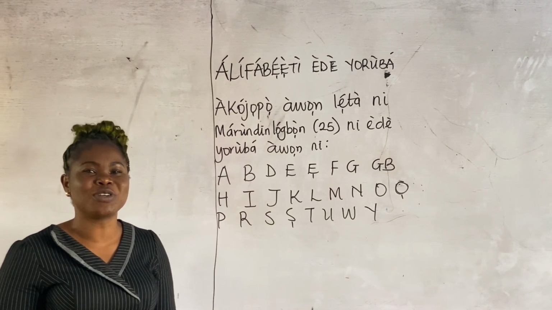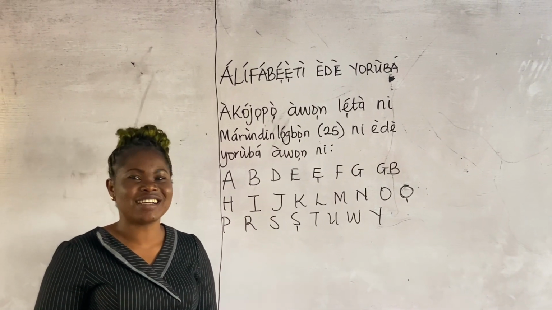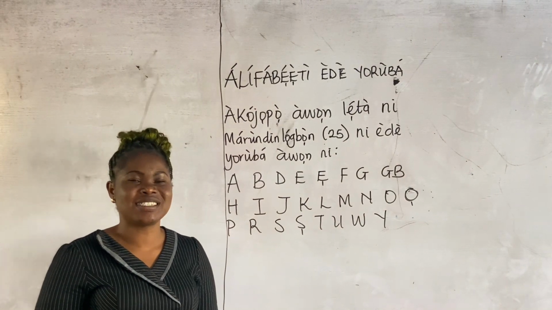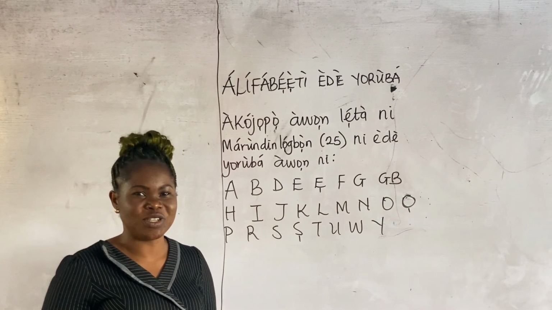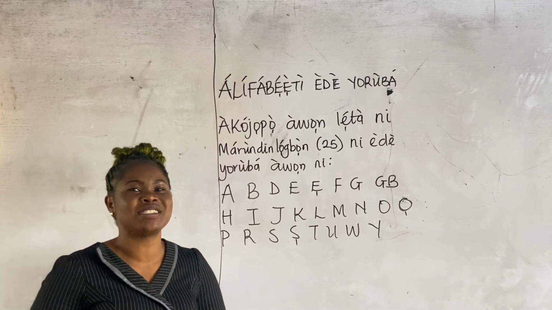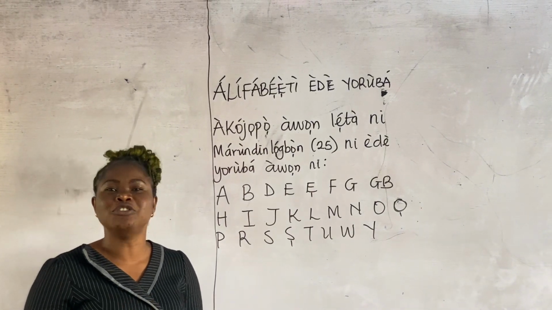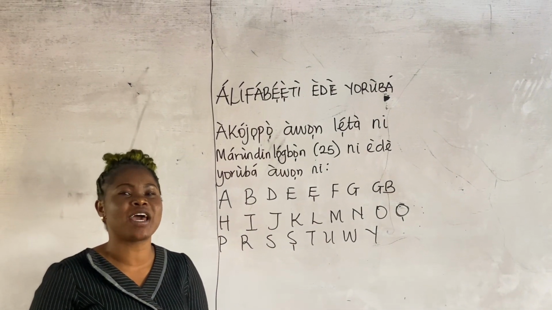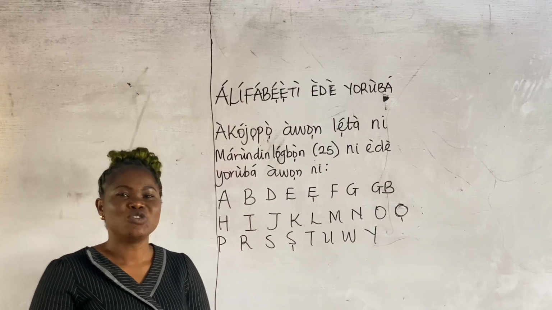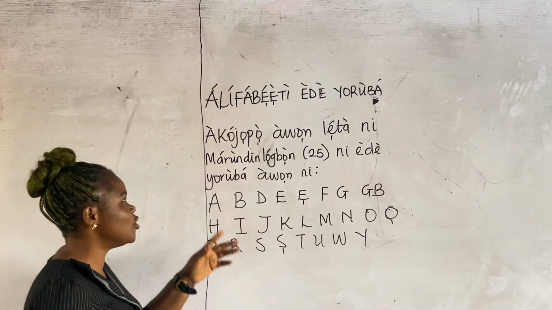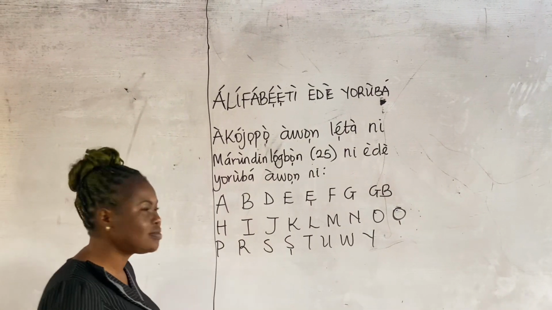Today we want to look at the letters, the alphabet in Yoruba language. We want to talk about the alphabet in Yoruba language. And in Yoruba language, we have 25 alphabets. 25 alphabets. So jẹ́ 25.